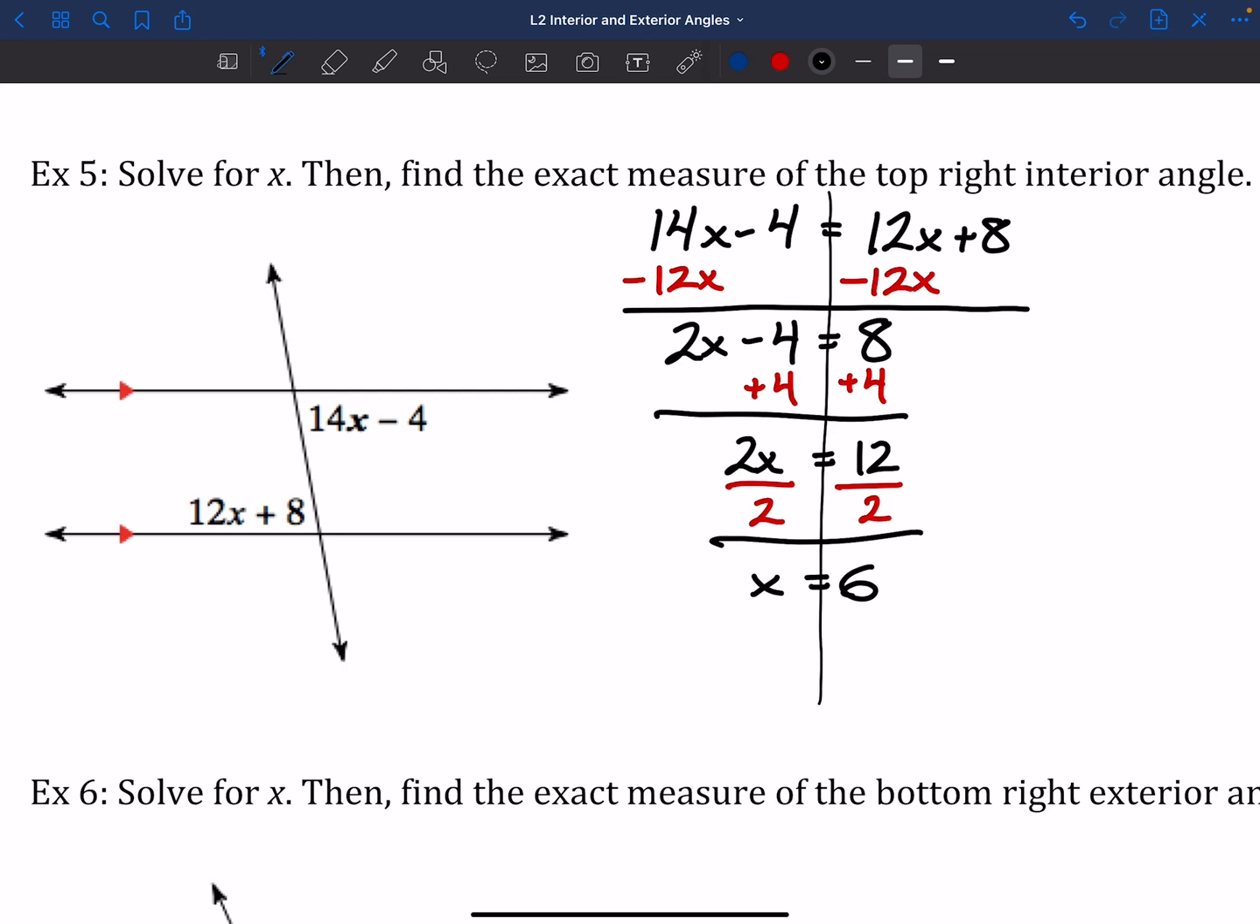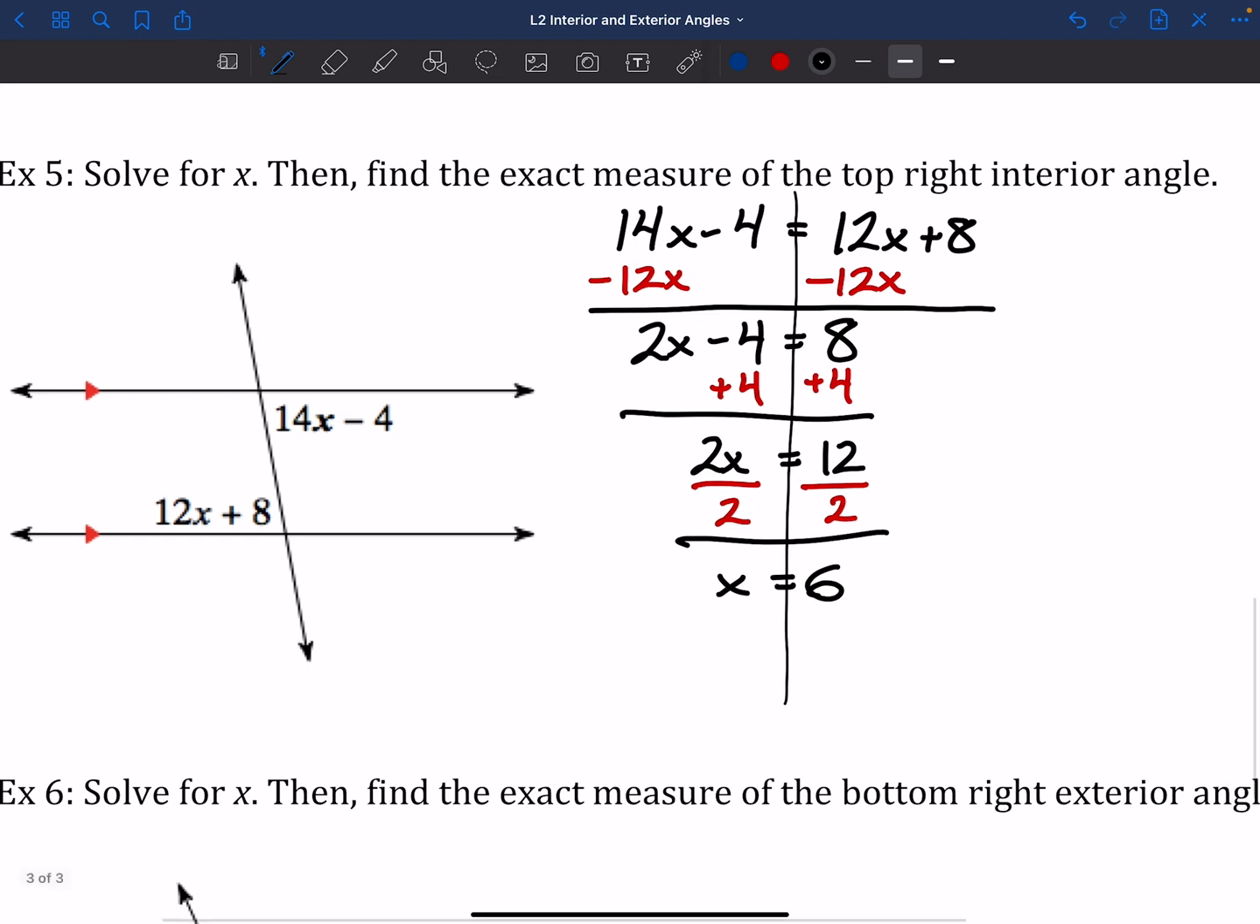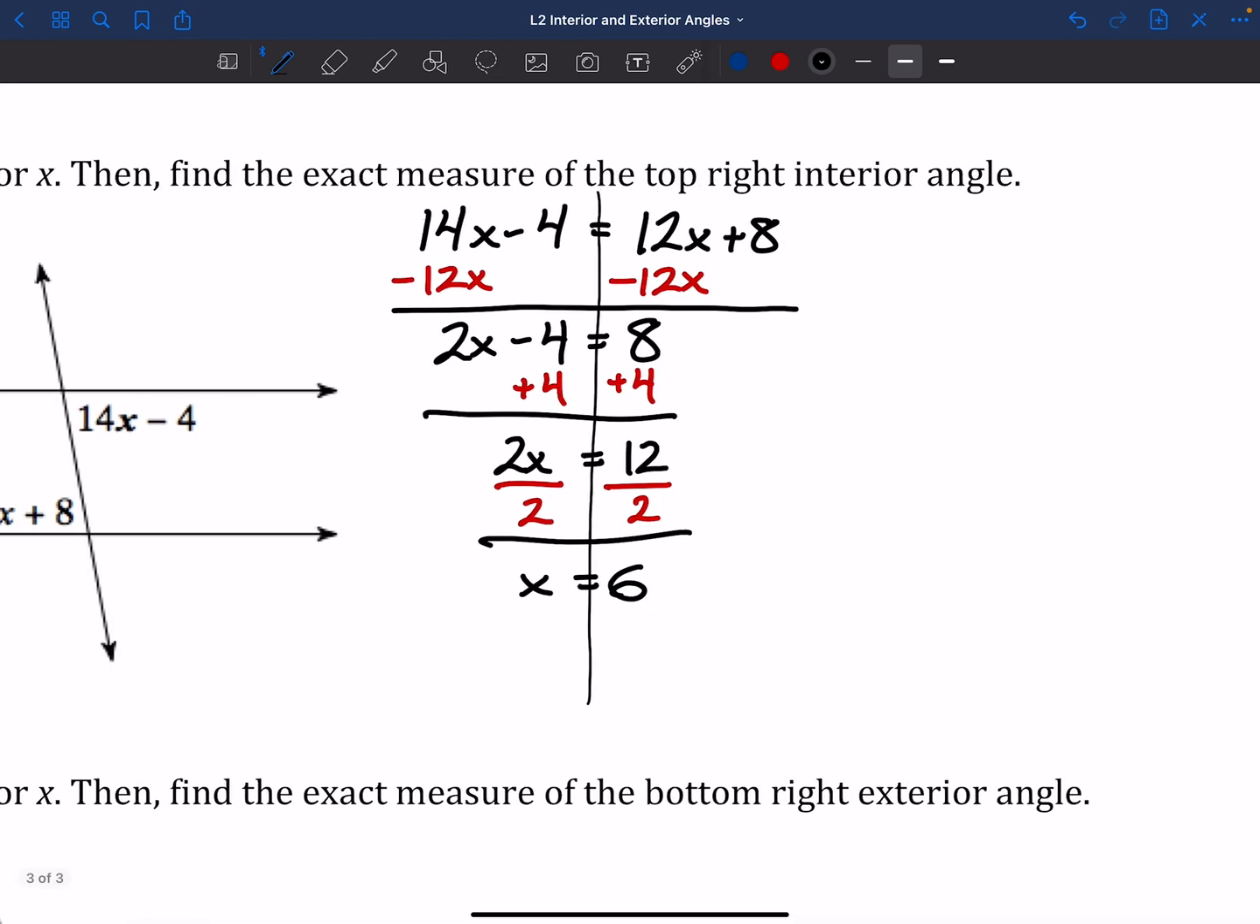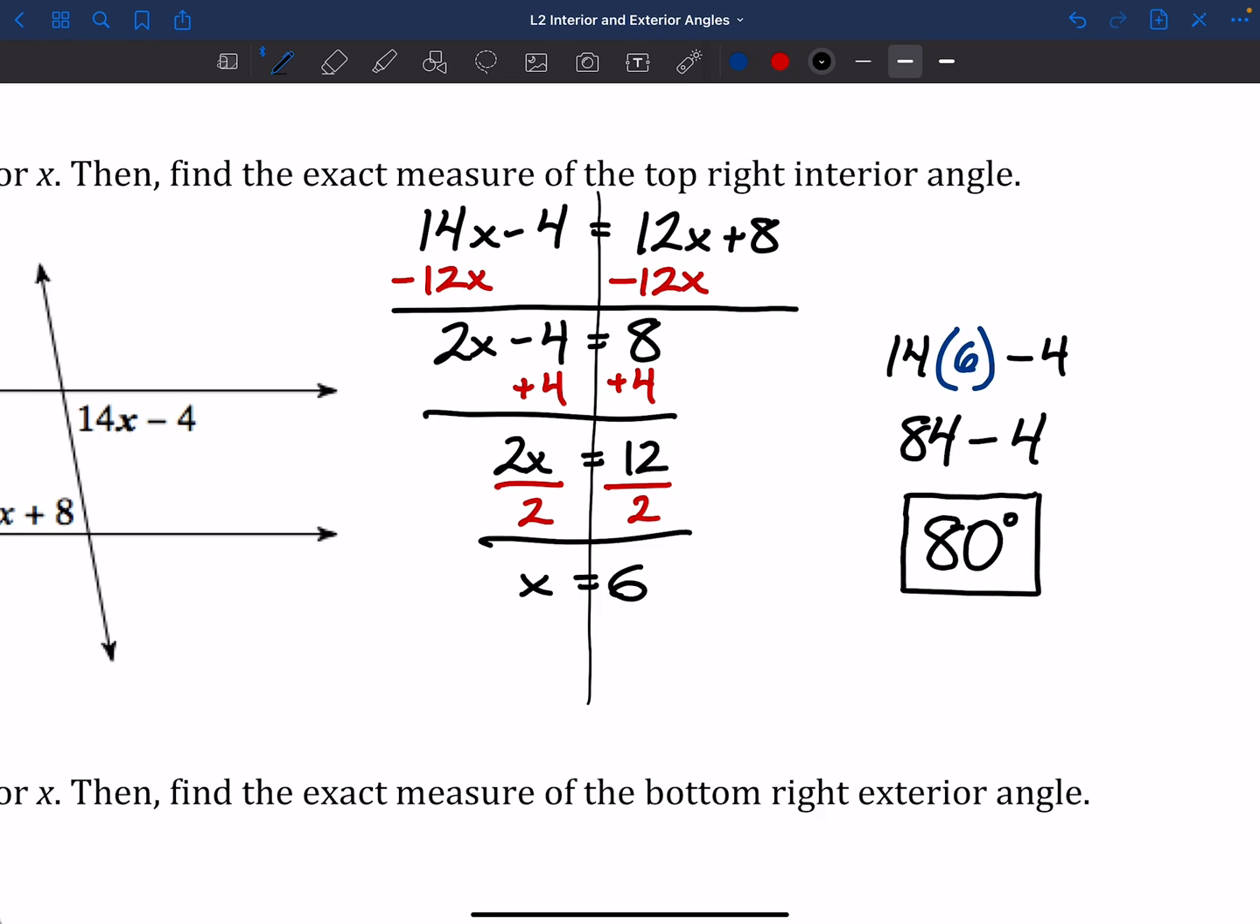Nope, they still want us to figure out the measure of that top right interior angle, which was that 14x minus 4. So I'm going to take 14 times that x we just found, minus 4. So 14 times 6 should give us 84. And then minus 4 brings us to 80. So 80 degrees is what we're looking for there. All right, and that's it.